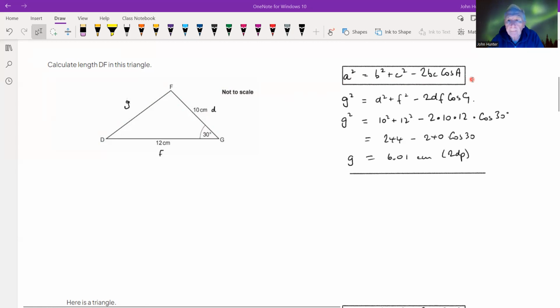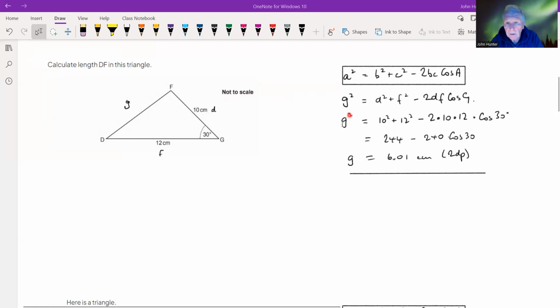So probably don't need to worry about it, but I think if you have a bit of practice with these questions, then you'll just recall it anyway. Right, so applying the letters that are specific to this example, we've got g squared equals d squared plus f squared minus 2df cos G, and we can just substitute in.